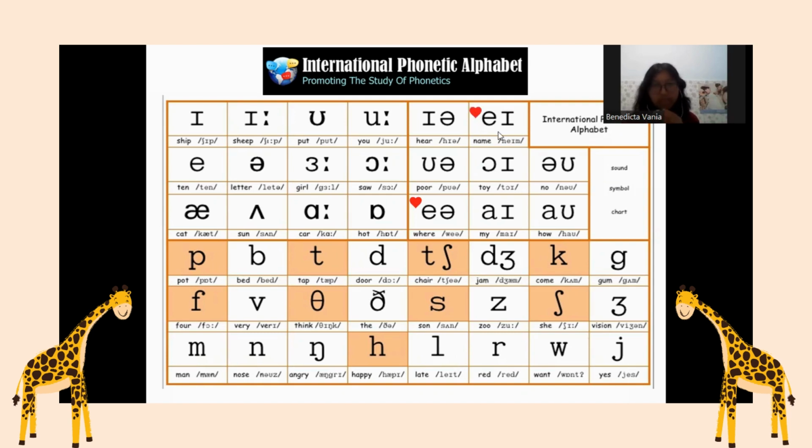Now this is the next diphthong we're going to talk about. It is pronounced as a. It is used in words like ape, aim, bake, date, name, day, say, and many more.